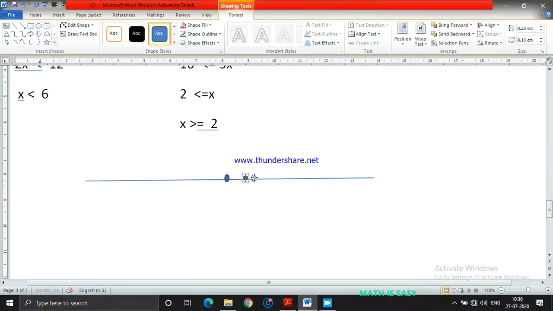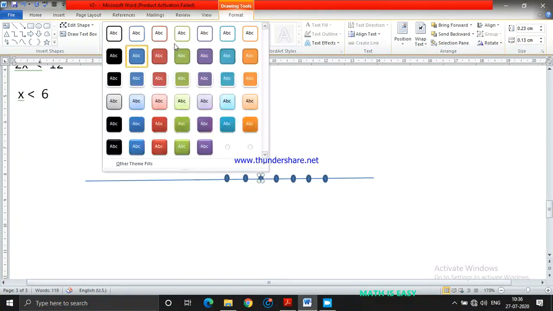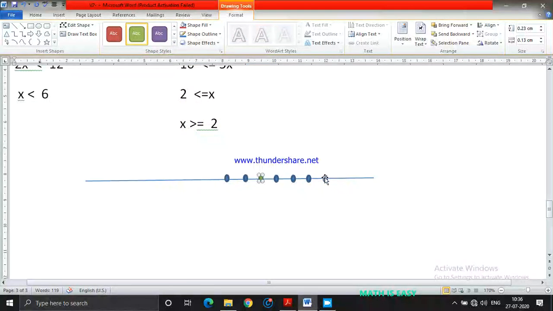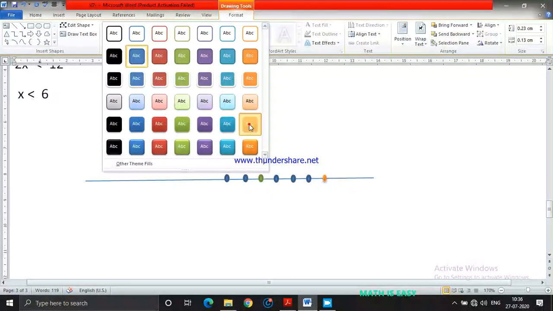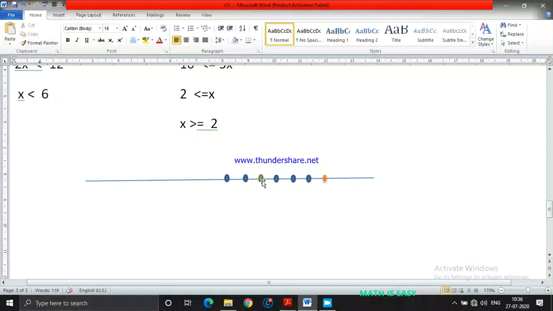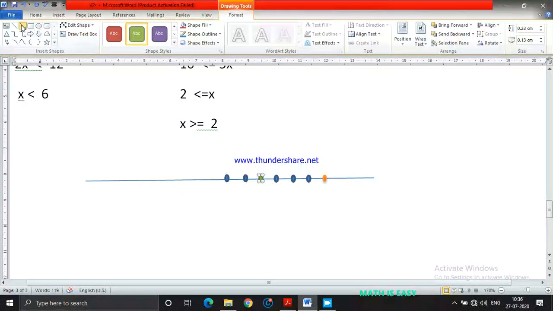I'll take this as 1, 2, 3, 4, 5, 6, and so on. These are the numbers which I have. Now this number is 2 and this number is 6. So I change the color. This is 2, right? X is greater than 2 means if I take the line starting from 2, I'll go this way. This direction you have to move.